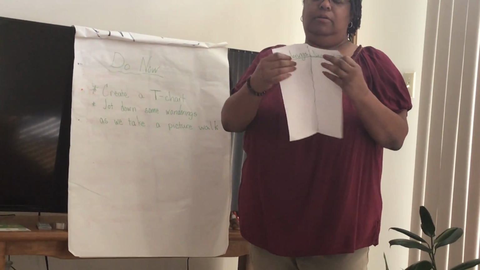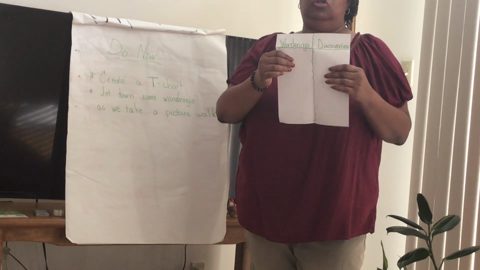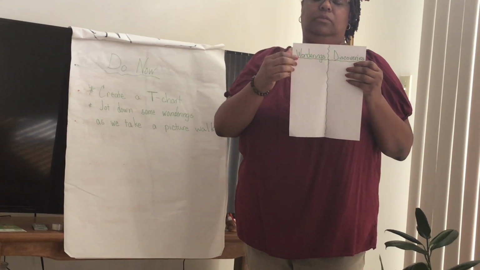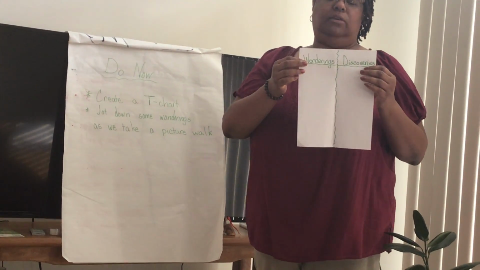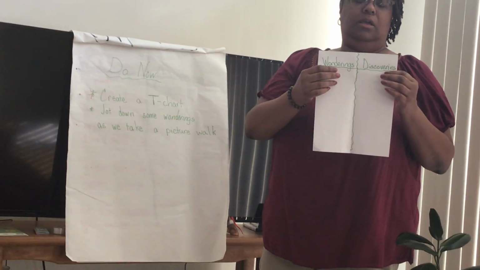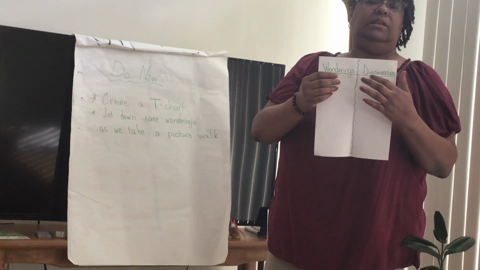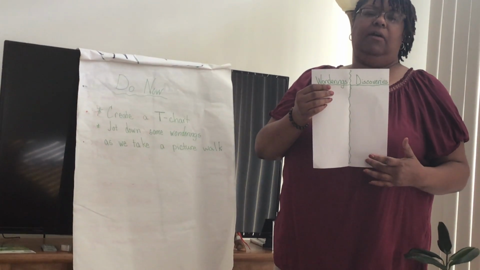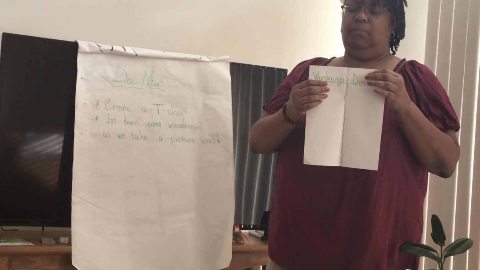Open your paper, and you will have two sides of your T chart. You see it looks like a T. On one side, write wonderings. On the other side, write discoveries. Discoveries are what we're going to find out after we read the text.